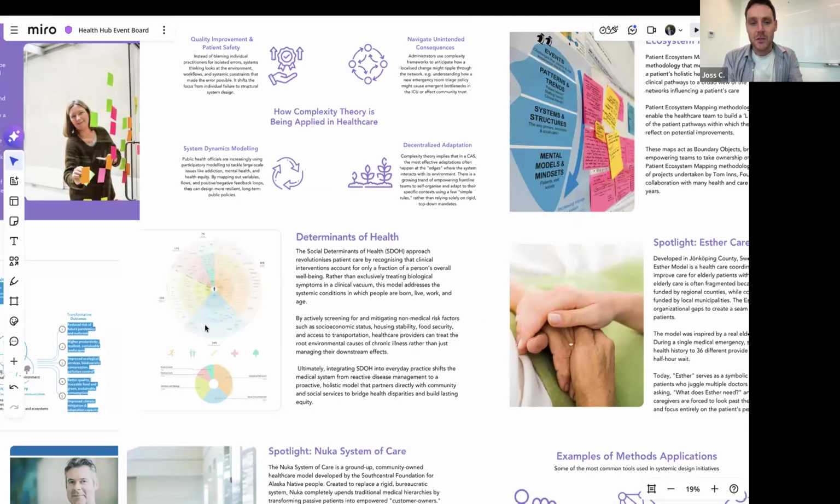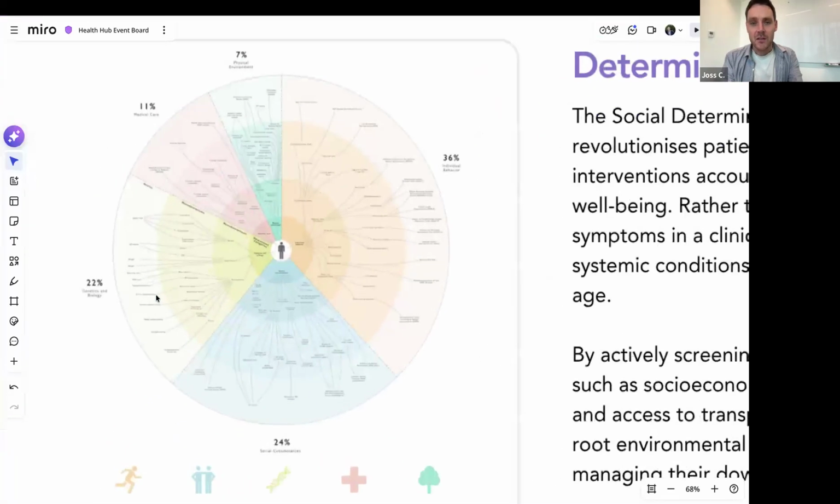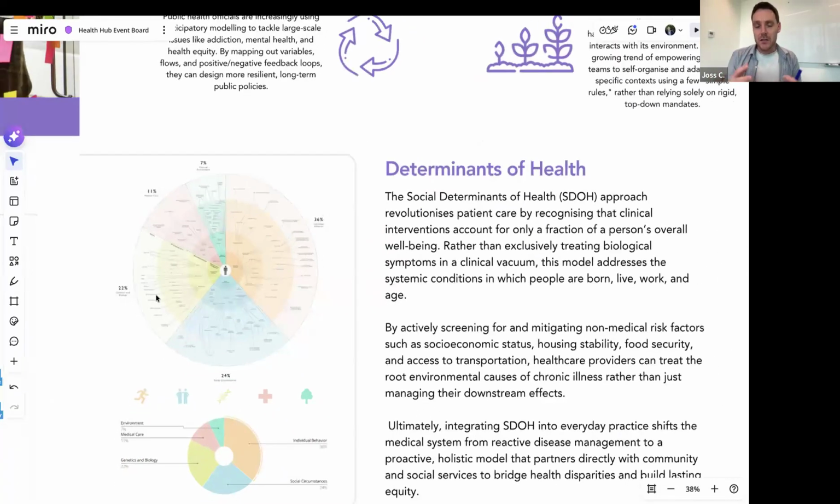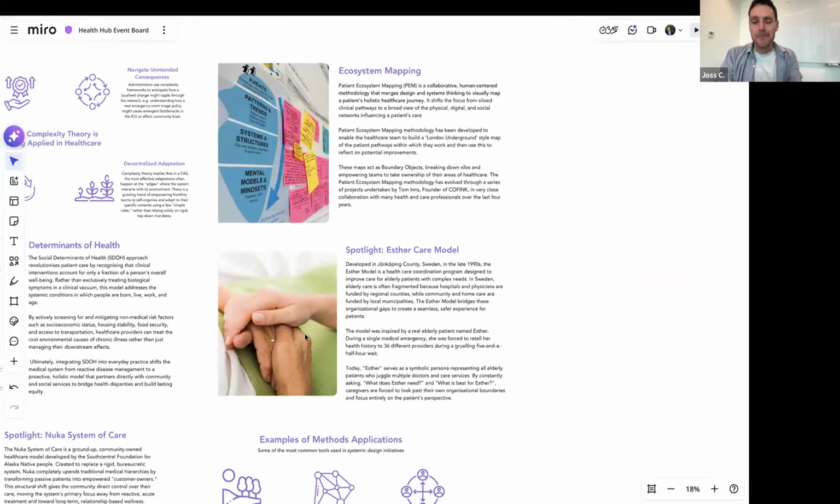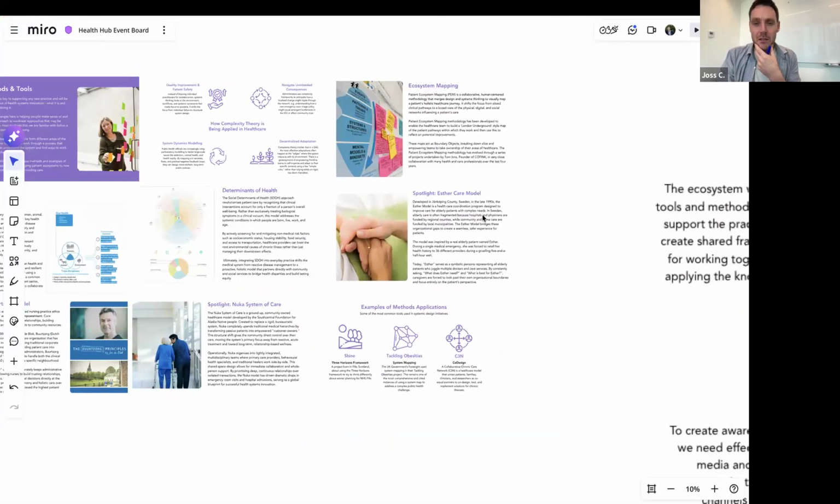for that, social determinants of health, shifting away from diseases and thinking about the overall context within social, economic, all different dimensions within which health is created. There's a couple of little spotlights and case studies.